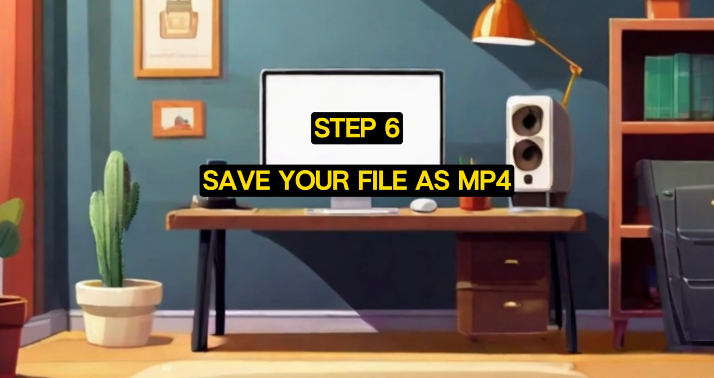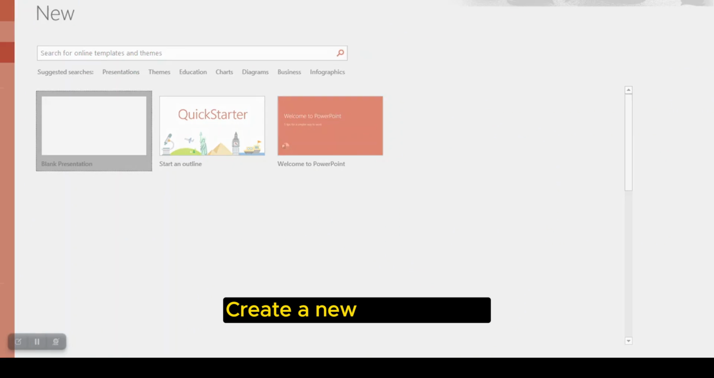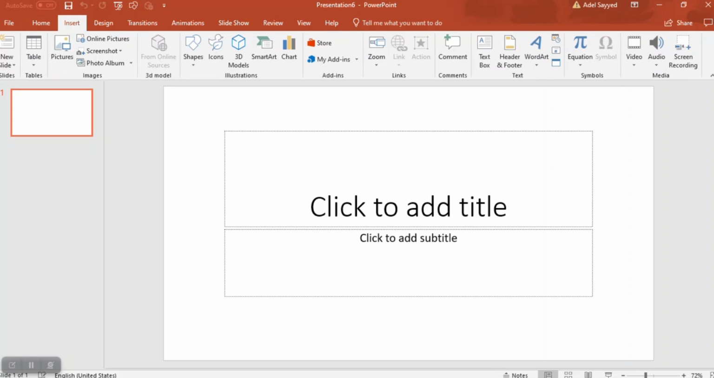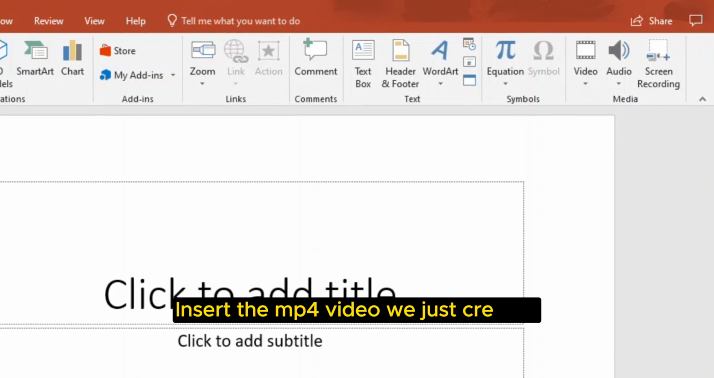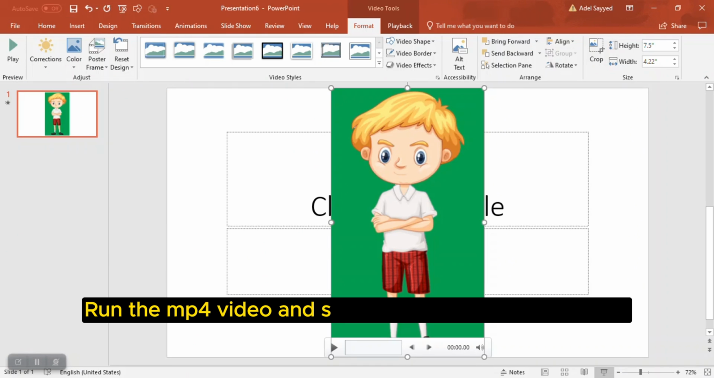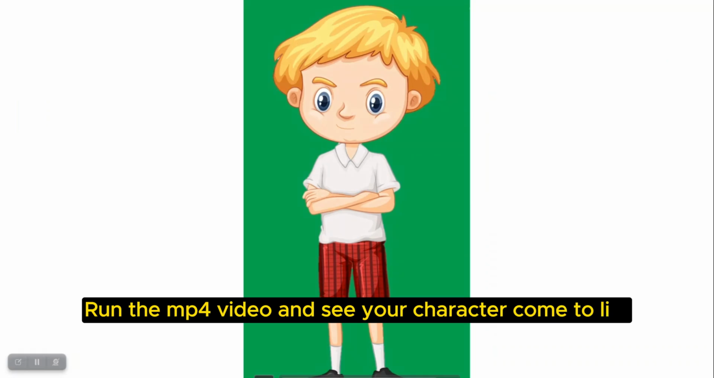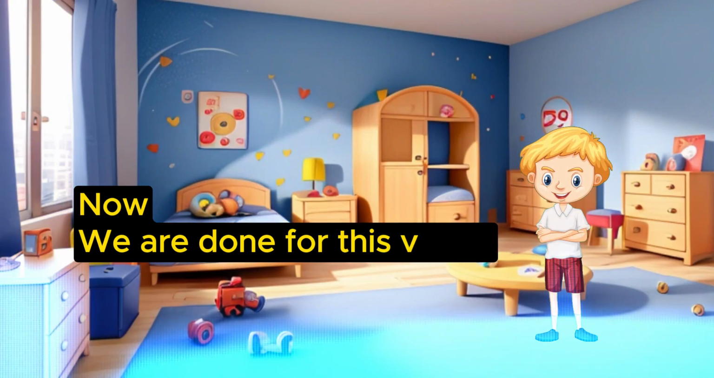Step 6. Save your file as MP4. Save your presentation as MP4. Create a new presentation. Insert the MP4 video we just created. Run the MP4 video and see your character come to life. Now we are done for this video.